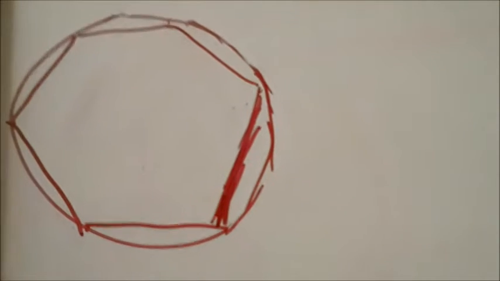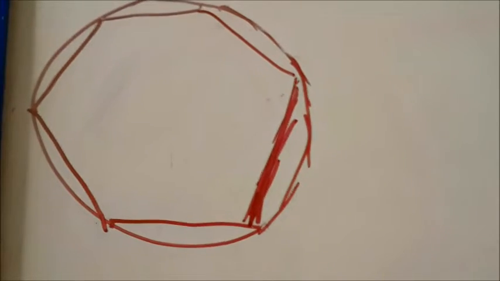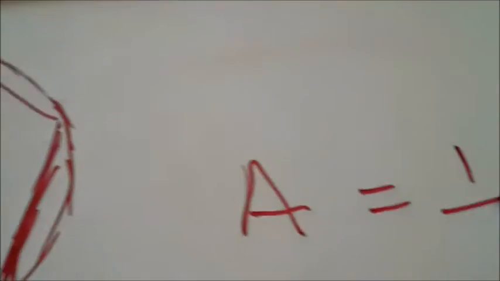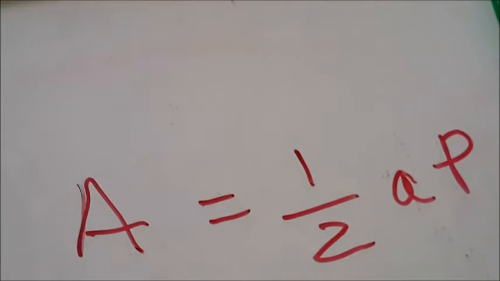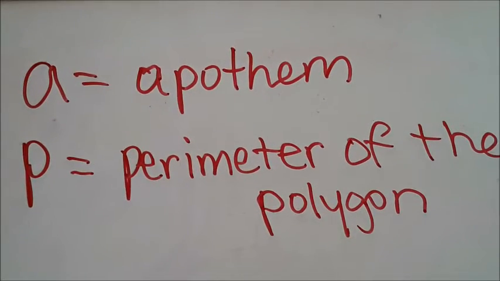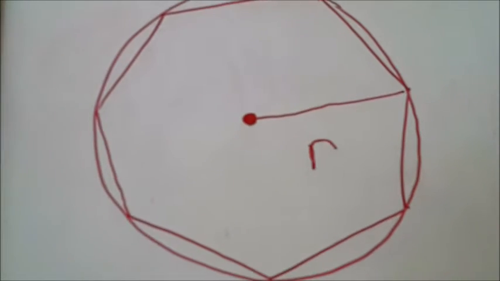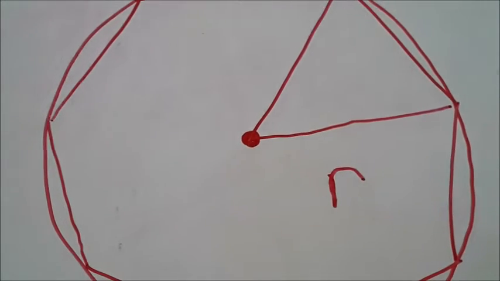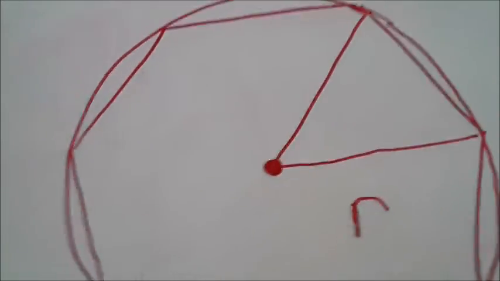Areas of regular polygons. The area of a regular polygon is A equals 1/2 aP. The lowercase a is the apothem, while the uppercase P is the perimeter of the polygon. The radius of a regular polygon is also the radius of a circle. The apothem is the distance from the center of a regular polygon to any side of the polygon.